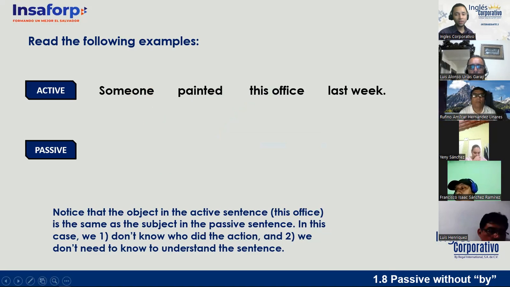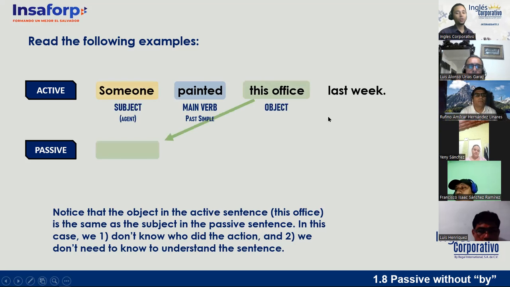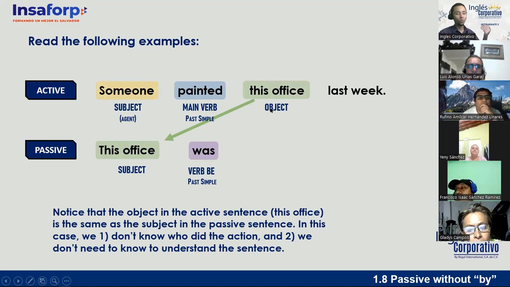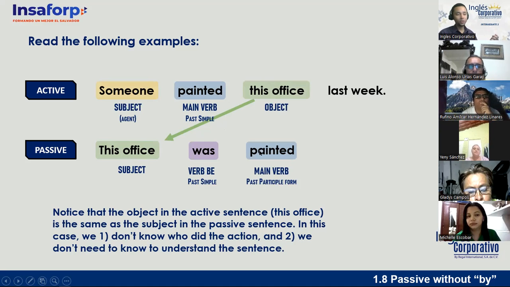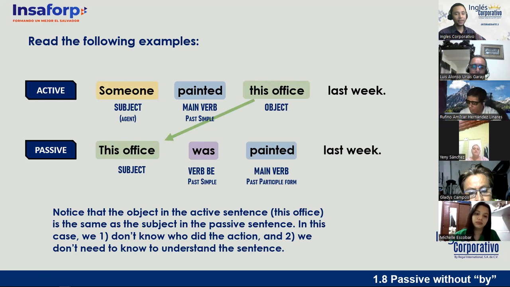Another example is: someone painted this office last week. Same story, paint is the verb. It's in past simple, someone is the subject and also the agent, and this office is the object. At the beginning of the passive sentence, this office is the new subject, but not the agent. Then you need the verb be in past simple: this office was. After that, the main verb in past participle, and the past participle of paint is painted. It's the same as the past form because it's a regular verb. So this office was painted last week, and that's it. Who painted the office? We don't need to know. It's unimportant. We are interested in the fact that the office was painted last week. Who did it is irrelevant.